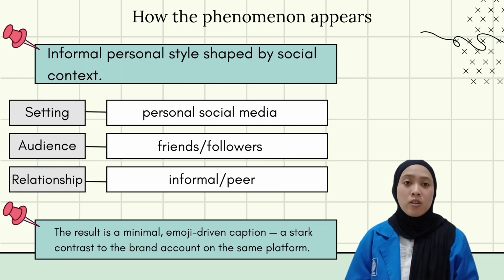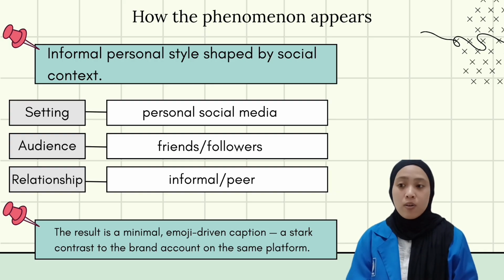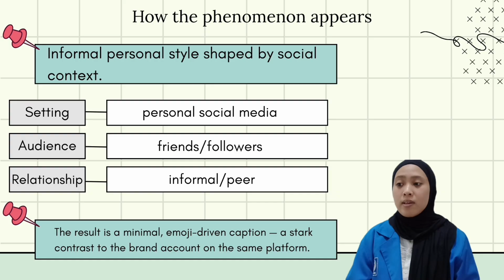How the phenomenon appears. Informal personal style shaped by social context. The first one is setting, personal social media. The second one is audience, friends, followers. And the third is relationship, informal or peer. The result is a minimal, emoji-driven caption, a stark contrast to the brand account on the same platform.